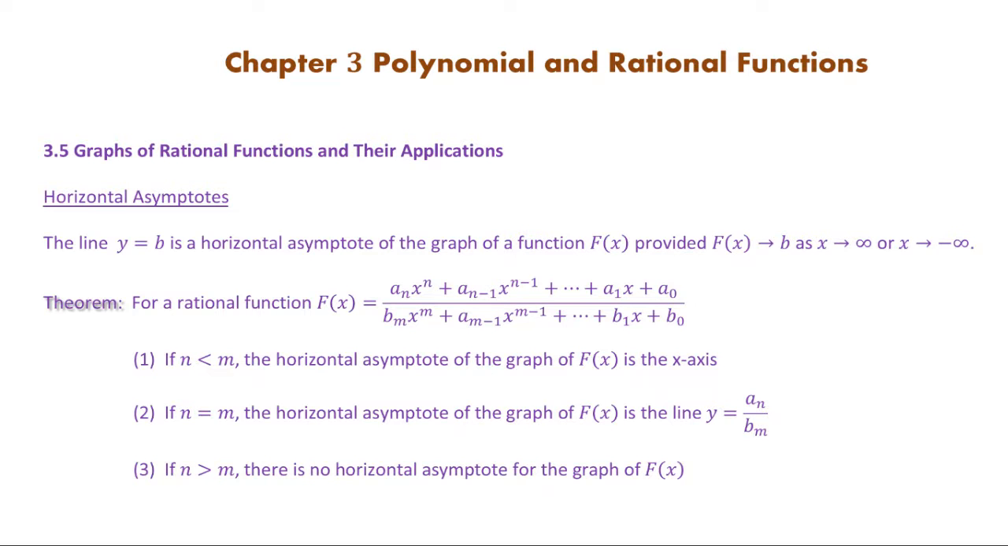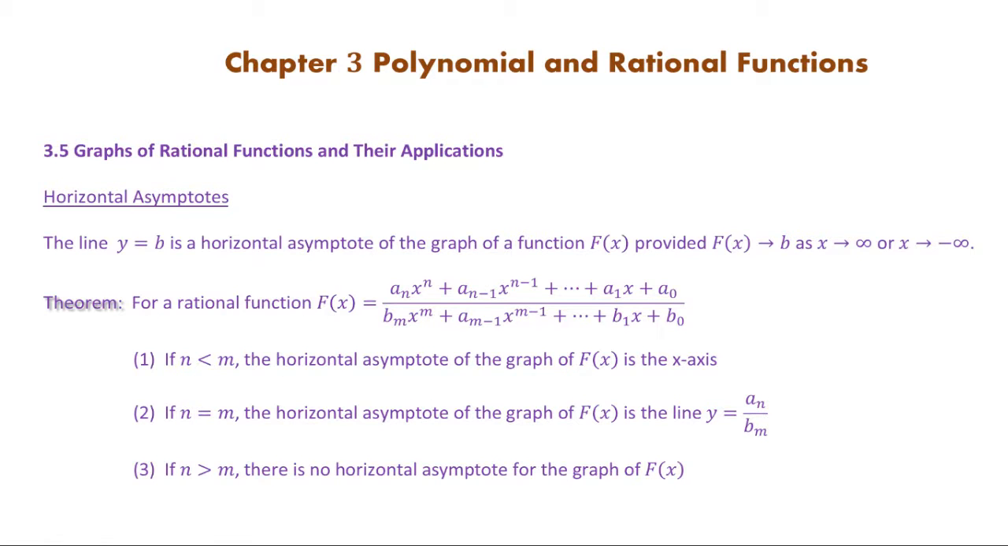So the line y equal to b is a horizontal asymptote of the graph of the function f, provided that f approaches b as x approaches infinity or x approaches negative infinity. Okay, so when you draw the graph of y equal to b, you get a horizontal line, and the curve just approaches this horizontal line.